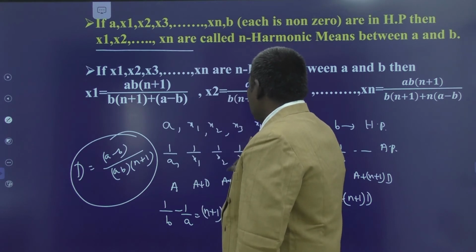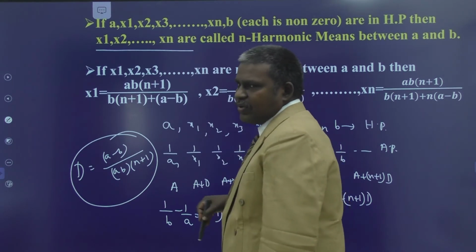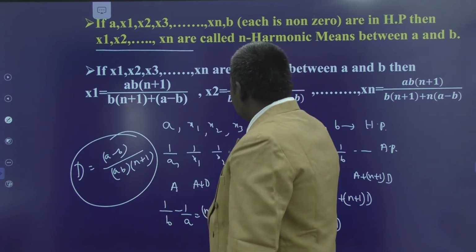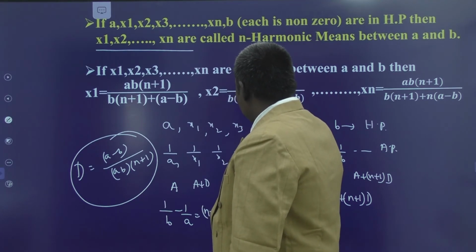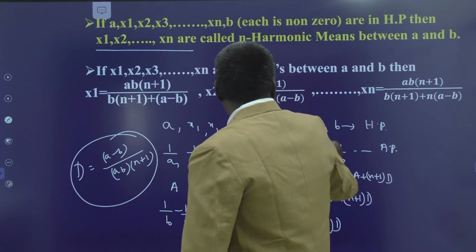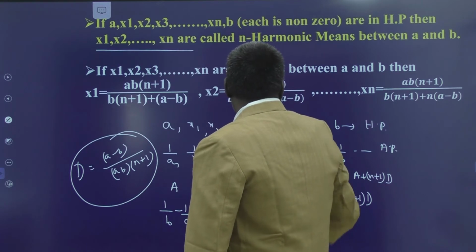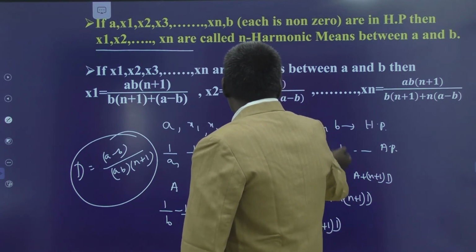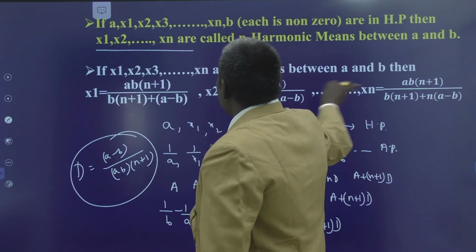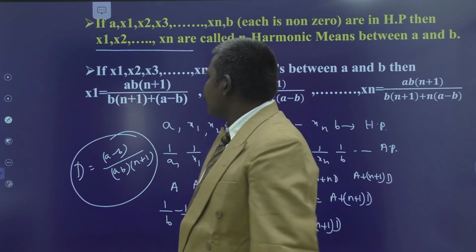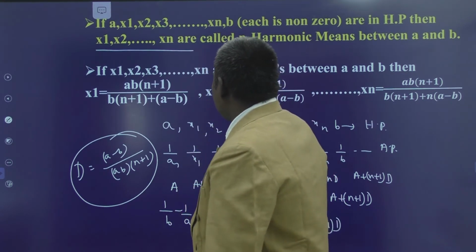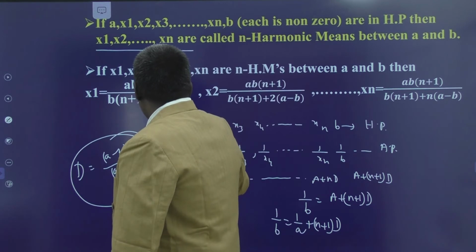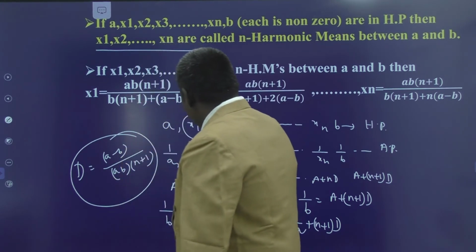We obtain 1/x2, 1/x3 and so on, 1/xn. Keep the values. Suppose you want to find 1/xn, what is that? 1/xn is nothing but A plus nd. From that you can calculate the xn value. In this manner we obtain x1, x2, x3 and so on up to xn. What is x1 here? You can find x1. 1/x1 is what?